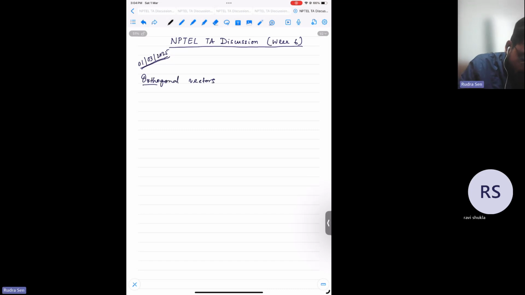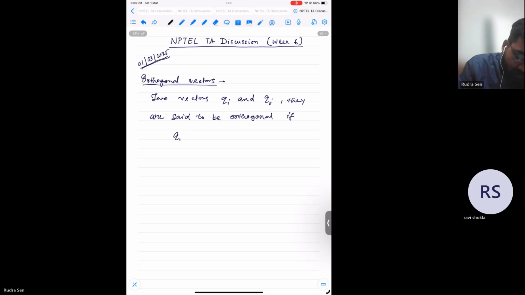So first is orthogonal vectors. We have studied in the previous class what an orthogonal vector is. Two vectors, let's say qi and qj, are said to be orthogonal if qi transpose qj is equal to 0 for i not equal to j. Okay, so this is basically orthogonality.